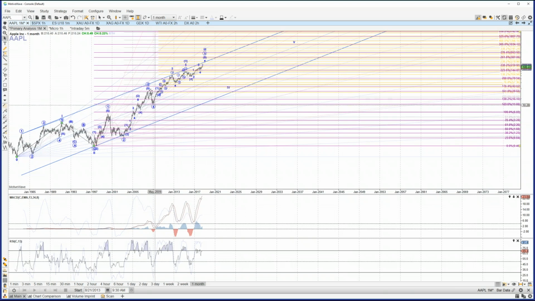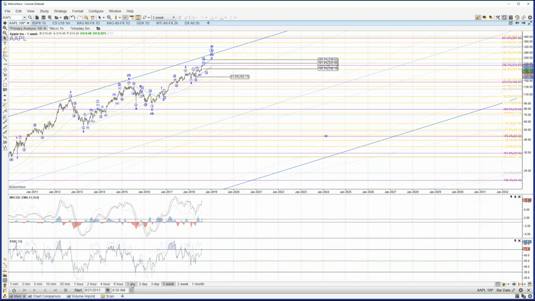But it still looks, if we examine the price structure at the smaller degrees, we didn't see any cycle degree fourth wave pullback correction yet. So this is still an extension within that cycle degree third. The cycle degree fourth is still going to be coming once we finally put in a top to the cycle degree third wave.